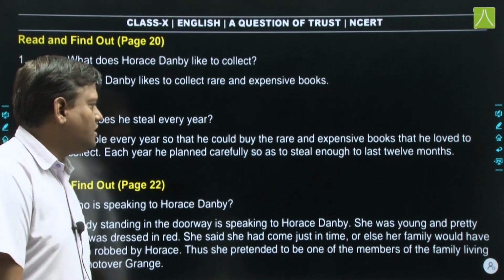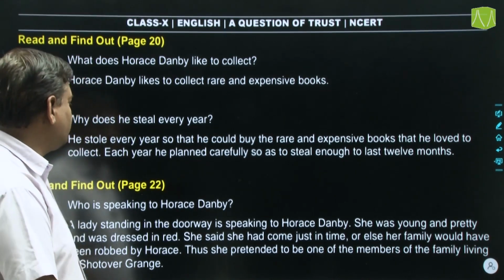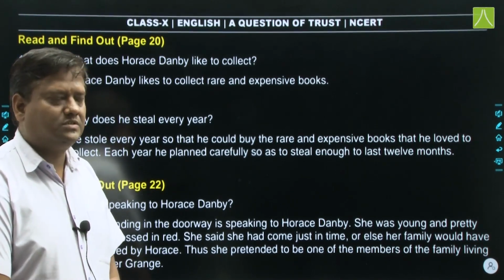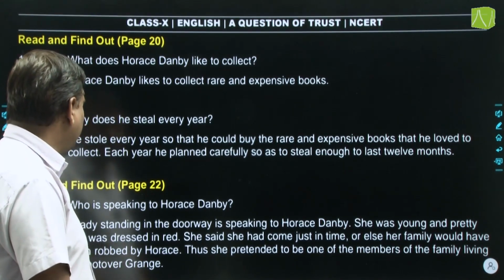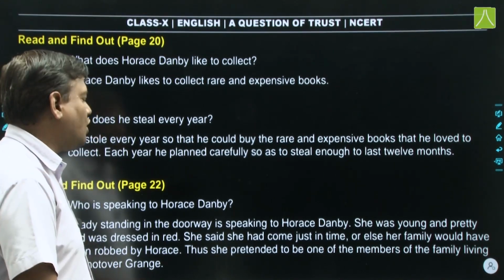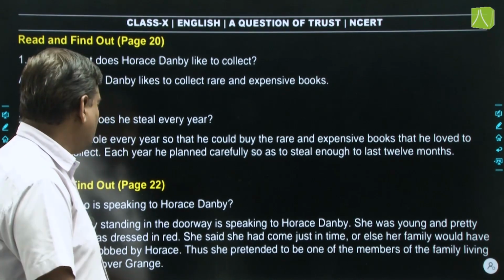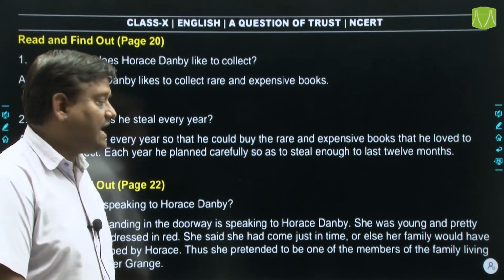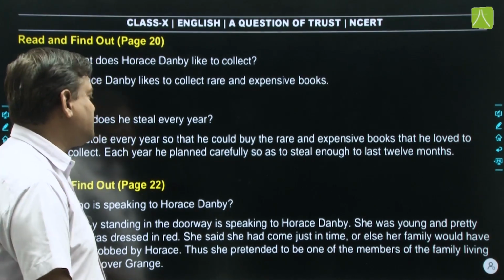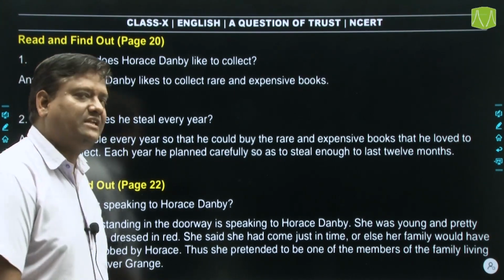Now, after reading the first part of the story, on page number 22 we have two questions in the category of read and find out. The first question is, who is speaking to Horace Denby? The answer is, a lady standing in the doorway is speaking to Horace Denby. She was young and pretty and was dressed in red.